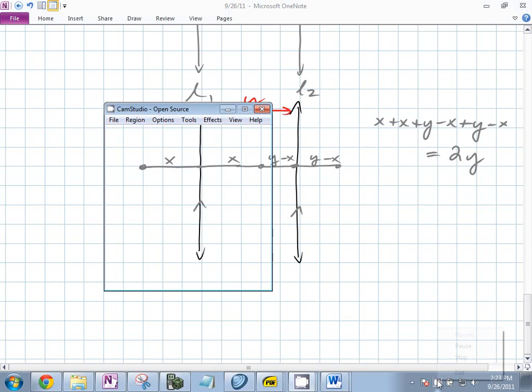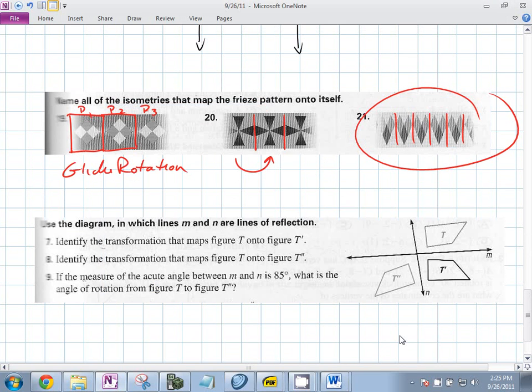Number 9 says, use the diagram in which lines M and N are lines of reflection. If the measure of the acute angle between M and N, so which angle is that going to be? It'll be right here. Acute means what? Less than 90? Yeah. What is the angle of rotation from figure T to T double prime? So you're going from T to T double prime.